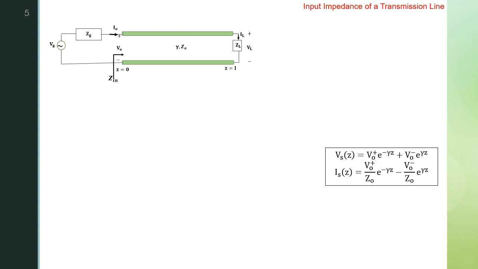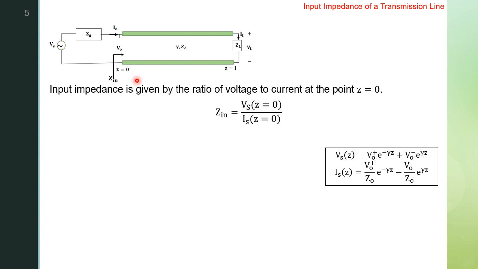Our aim is to calculate the input impedance. When you observe the input end of the transmission line, the value of Z is equal to 0. So the expression for input impedance is Zin equal to Vs at Z equal to 0 divided by Is at Z equal to 0. That is, we divide the voltage and current at the point Z equal to 0. When you substitute Z equal to 0, the expression for voltage becomes V0 plus plus V0 minus, and the expression for current becomes V0 plus minus V0 minus, divided by Z0.